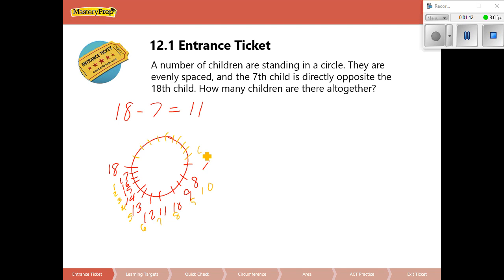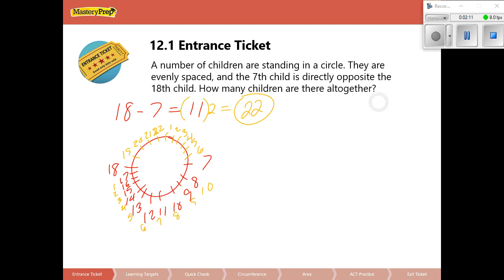All 7, 6, 5, 4, 3, 2, 1. 18, 19, 20, 21, 22, so there are 22 total. Now, there are different ways to get there, because we could have done 11 times 2, because both sides having the exact same would have gotten us to the exact same place.